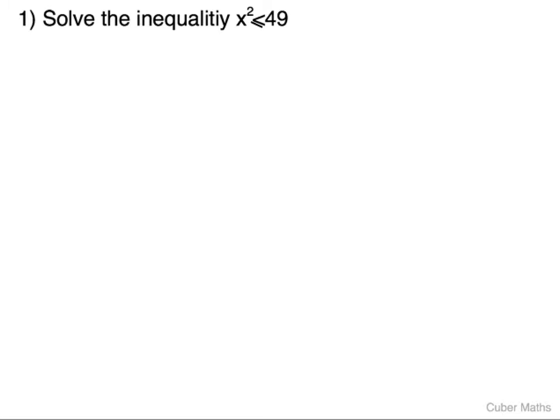So here we have our first problem, and it says x squared is less than or equal to 49. So the first thing we want to do is sketch the graph of x squared. So that's going to just simply be like this, because the graph we want to sketch is y equals x squared, which gives us this shape. Now we can go about solving it.